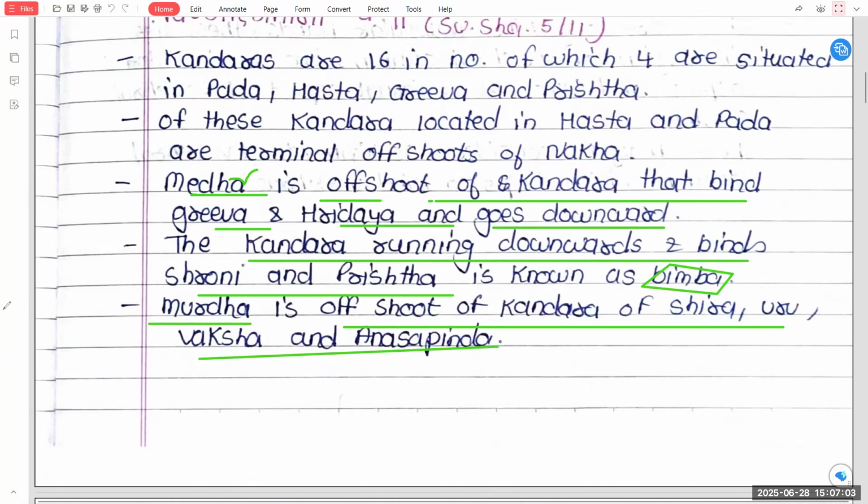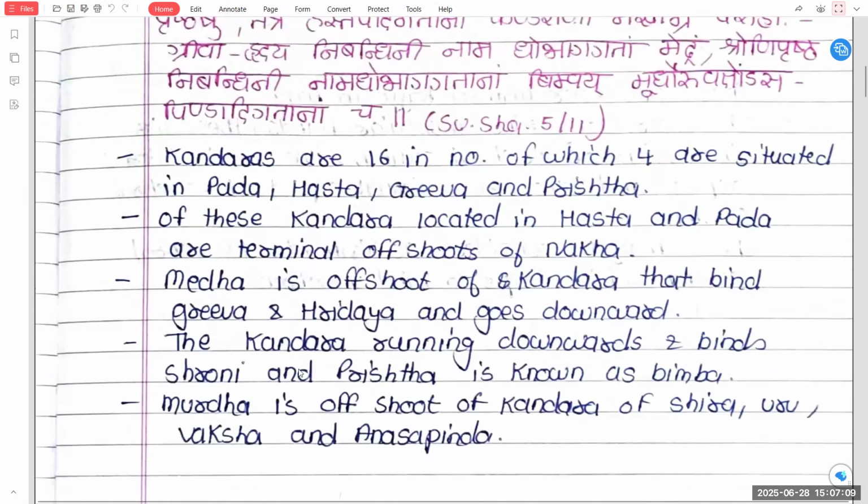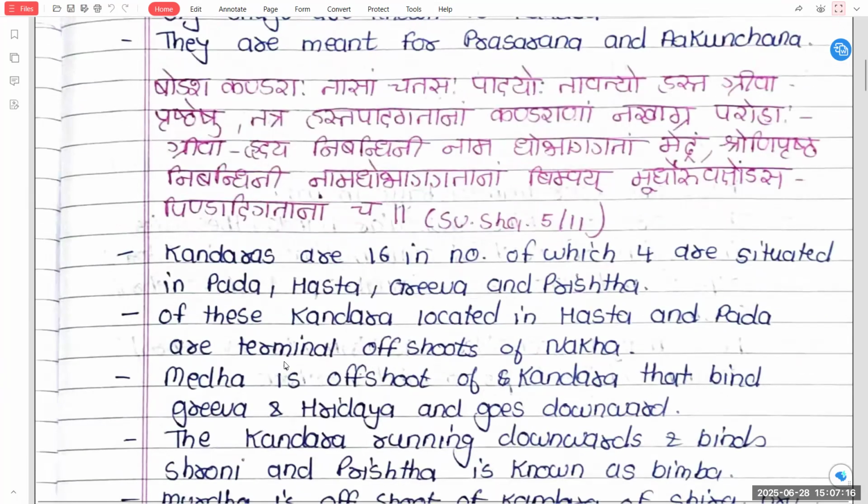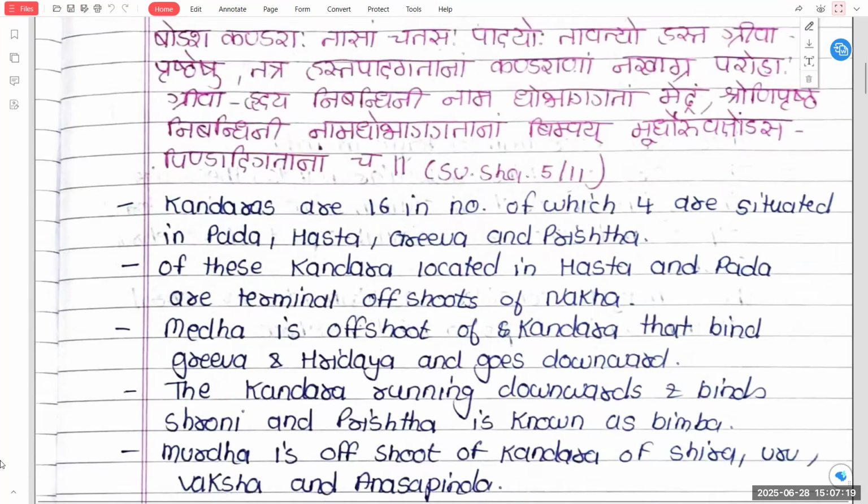Okay, understood? So this is a really easy topic. First, we are learning that there are 16 Kandra, out of which 4 of them are distributed in Pad, Hasta, Griva and Prishta respectively. Out of these Kandra, the terminal offshoots, that is the extensions we can say, are given. So, first, what are the offshoots? They form Nakh, then Medra, then Bimba and Murdha.